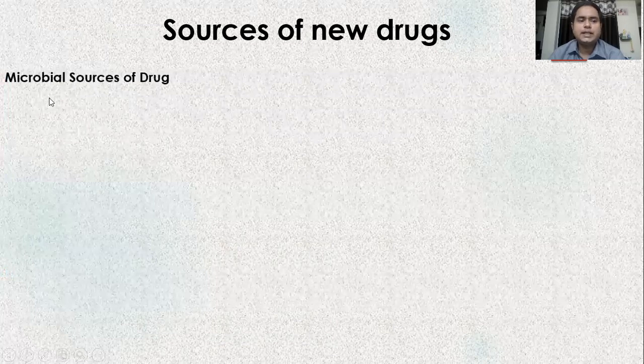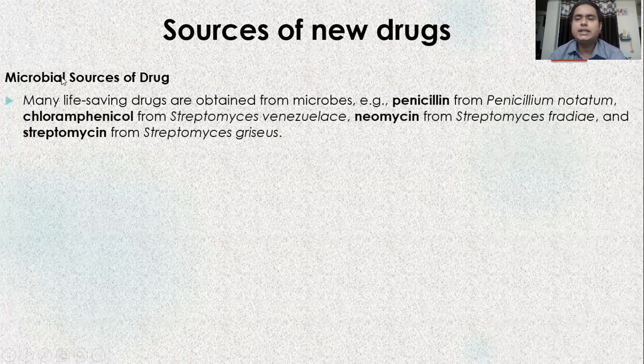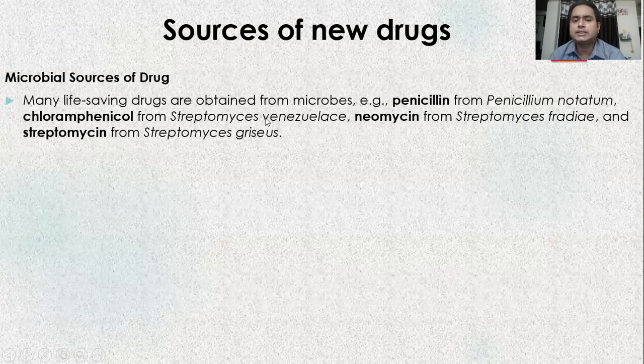So there are microbial sources of drugs also. Microbial sources are a huge source of drugs. Many life-saving drugs are obtained from microbes. We know that penicillin can be obtained from Penicillium notatum, chloramphenicol from Streptomyces, neomycin from Streptomyces fradiae and streptomycin from Streptomyces griseus.